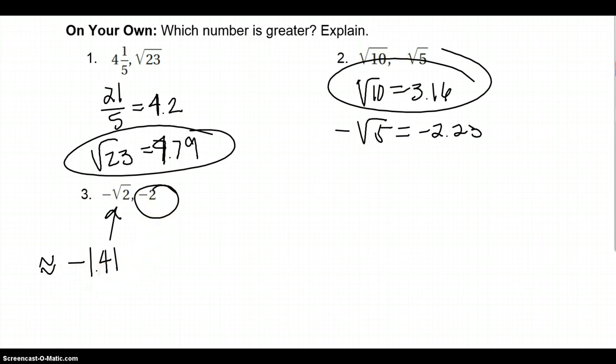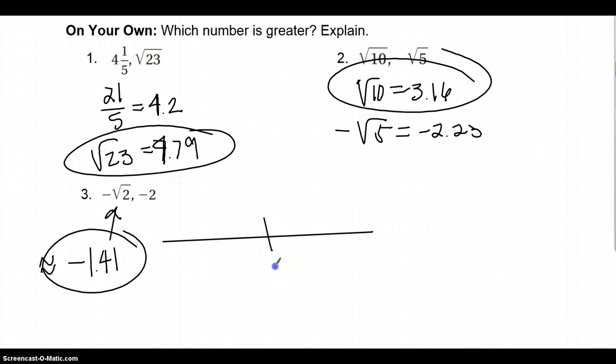And, oh my goodness, I messed up. Negative 1.41 is greater than negative 2, because if this is your number line and this is 0 and we have 1 and we have 2, negative 1 and negative 2, negative 1.41 is here versus negative 2 is there. So the opposite of the square root of 2 would be bigger.